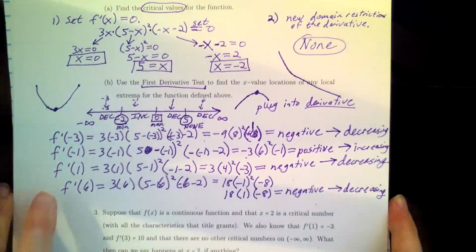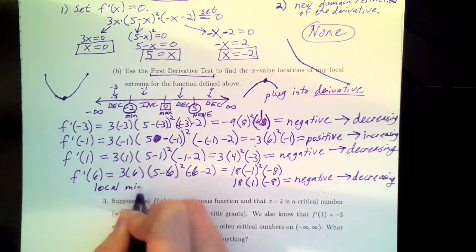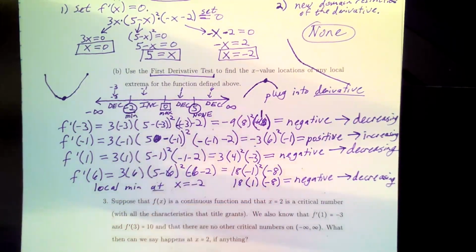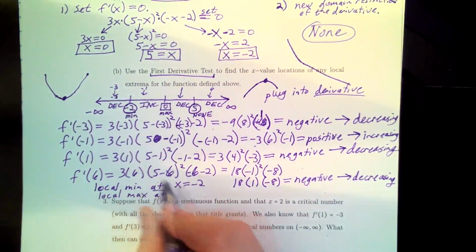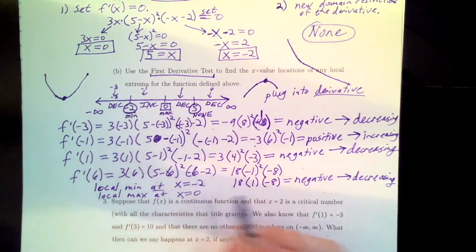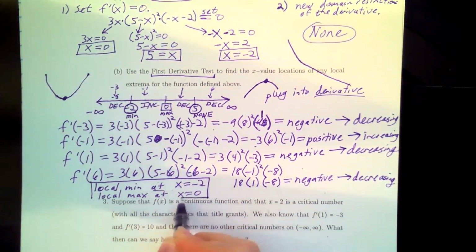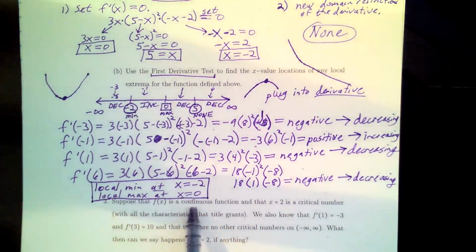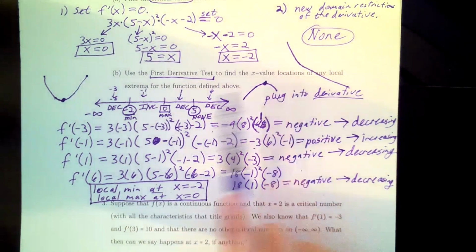So if we write our conclusions down, I don't have a whole lot of space here, but we would say we found that there is a local min at x equals -2, and we say at the x value. We found a local max at x equals 0, and we didn't find anything at x equals 5, so we kind of leave that out of the conversation. We would say there's a local min at -2, local max at 0, and that's it. Those are the x value locations of any local extrema.